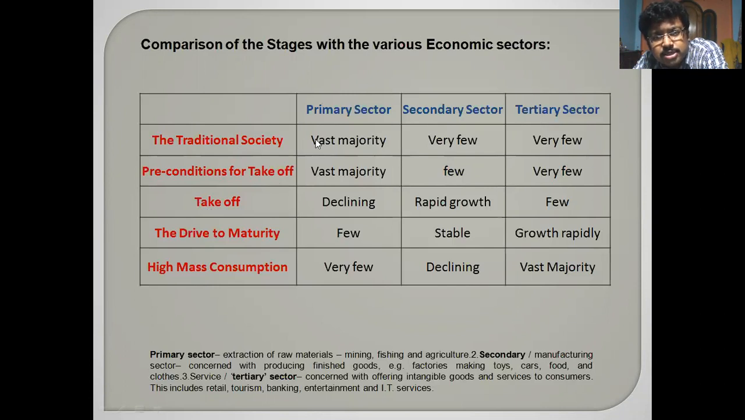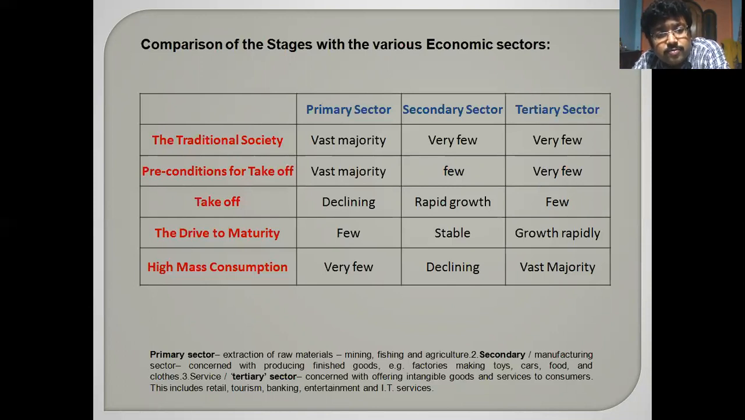In the traditional society, the primary sector is the vast majority, and the secondary and tertiary sectors are very few. Understand what the traditional society is? In the traditional society, the primary sector is very important, and the secondary and tertiary sectors are very few. Preconditions for takeoff: in this stage also there is a vast majority of primary sector, but the secondary sector is not very few but few, and the tertiary sector is very few.